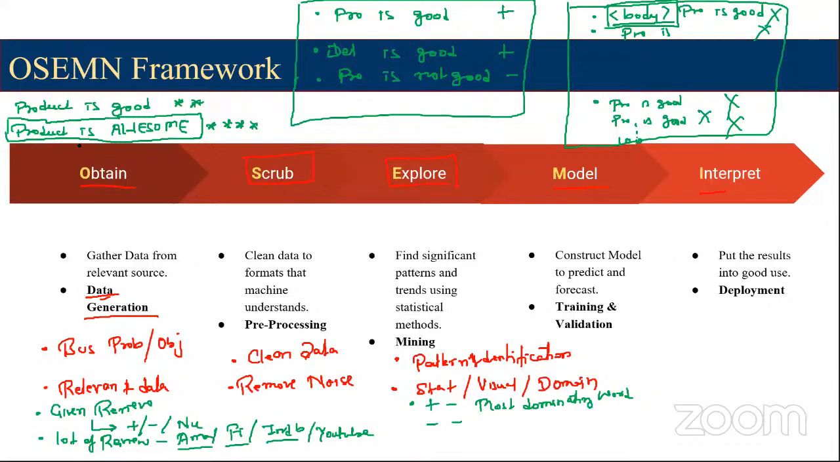So while training the model, we can somehow pass this information that, say, case of words is also important. So this is what we mean by pattern identification. So in mining, or say in explore phase, we try to understand the patterns which are going to be helpful for the modeling phase.